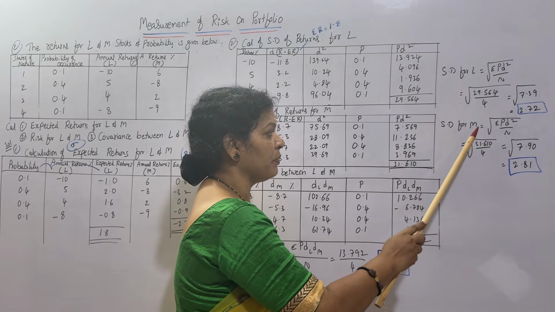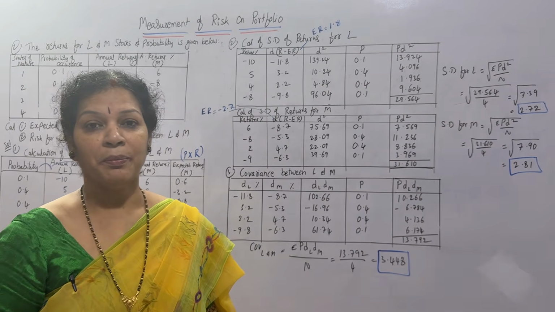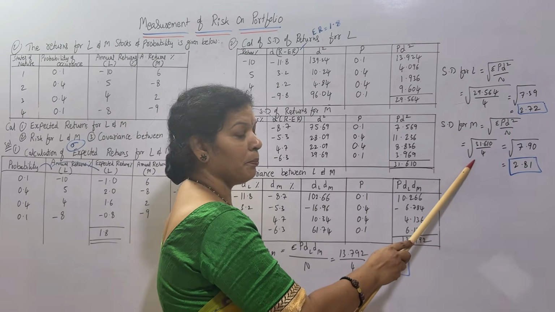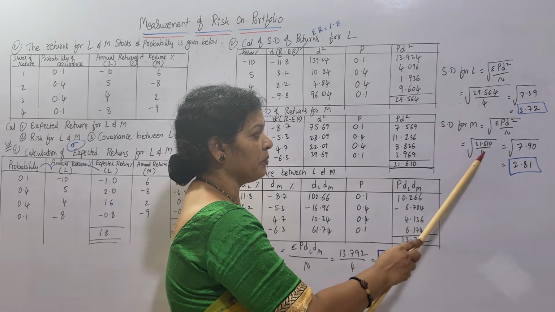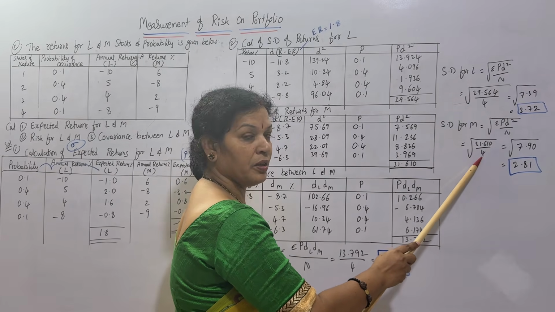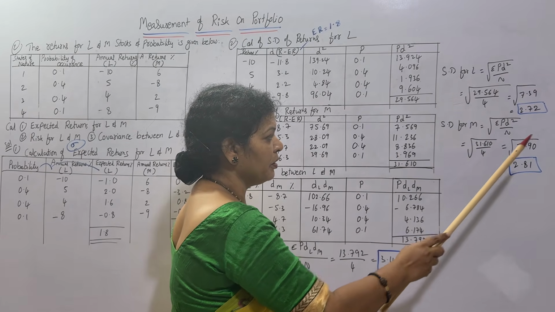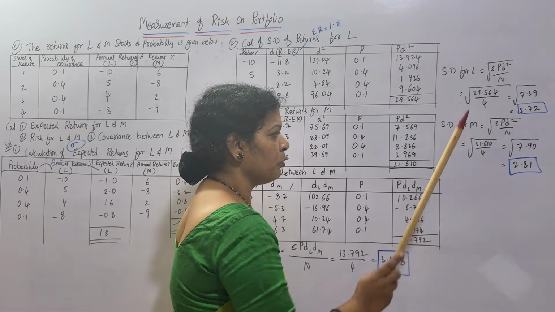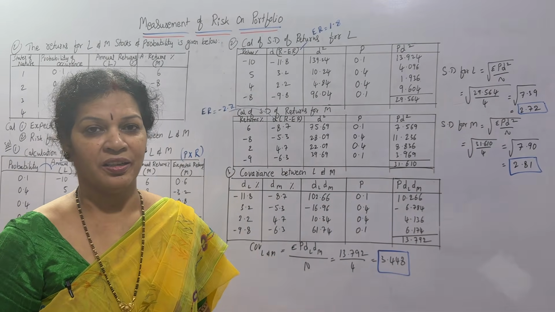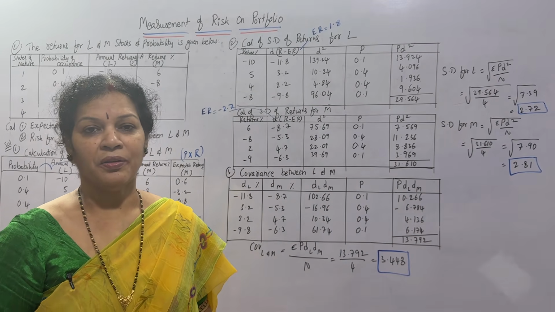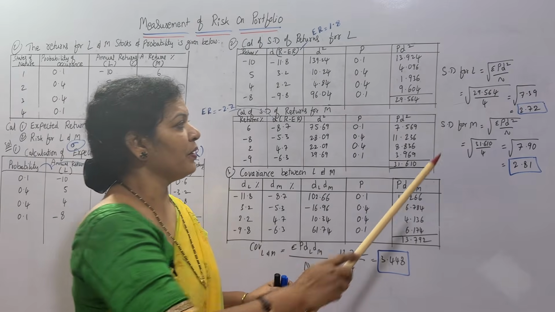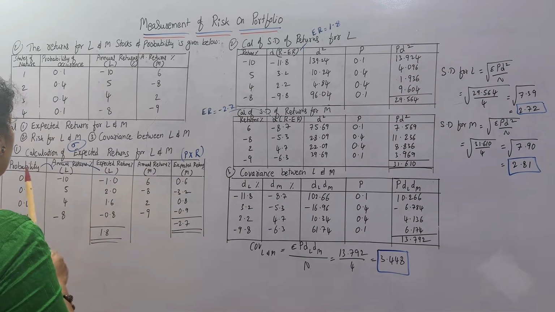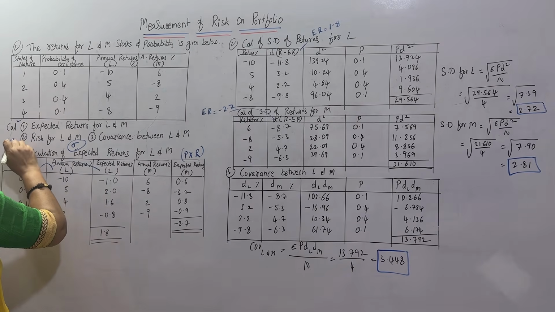So write the formula. Standard deviation for M is root of sigma PD square by N. PD square is 31.610 by N. N is 4, the number of observations. If we divide this, you are getting root of 7.90. If you remove the root, you are getting 2.81. This is the standard deviation of M. For L, 2.72. Am I clear? First one is over, second one is over.